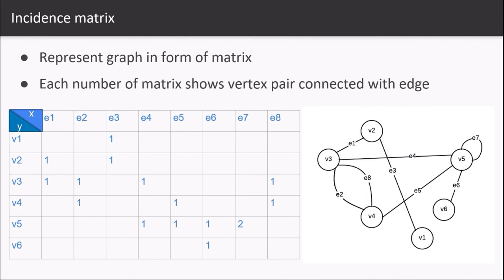For example, in the first column E1, V2 and V3 are connected. Similarly, V3 and V4 are connected by E2, and it goes on till the last edge, which is 8. Note that the vertex V5 is counted twice on edge 7 because that is a self loop. And mark the rest of the empty boxes as zeros.